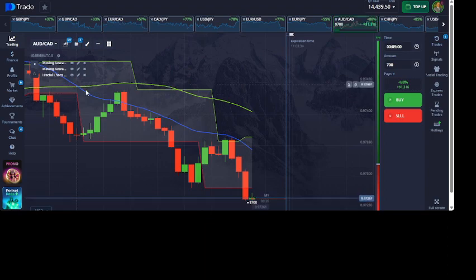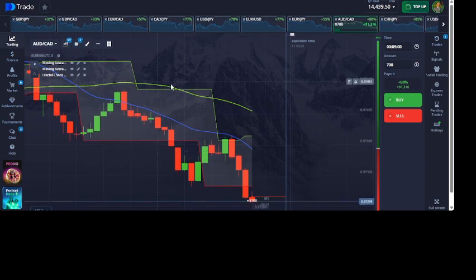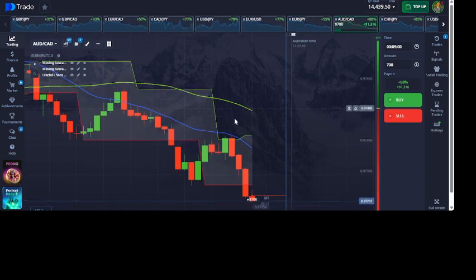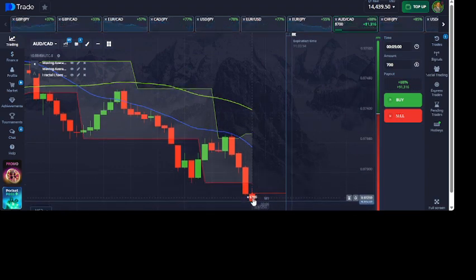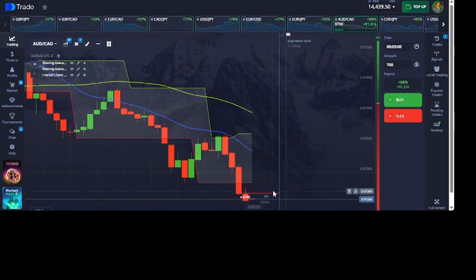In addition to that, if you look at the blue 20 SMA line, it's sloping downwards along with the green 50 SMA line. You're beginning to see it also begin to slope downwards. So all three of these confluences suggest a continued bearish momentum to the downside over the next 5 minutes. So what I'm going to do is pause the video up until about 30 seconds left in this 5 minute trade so we can see the results of the trade.